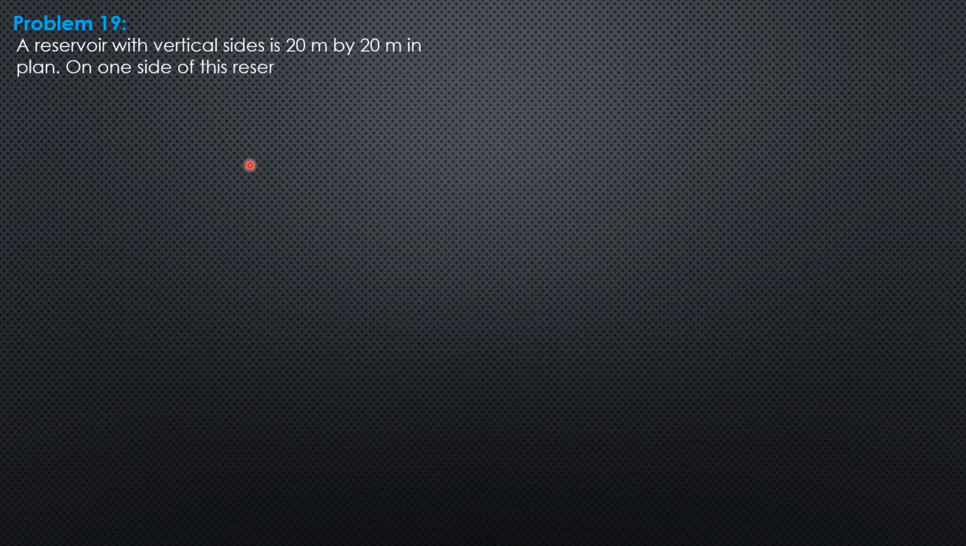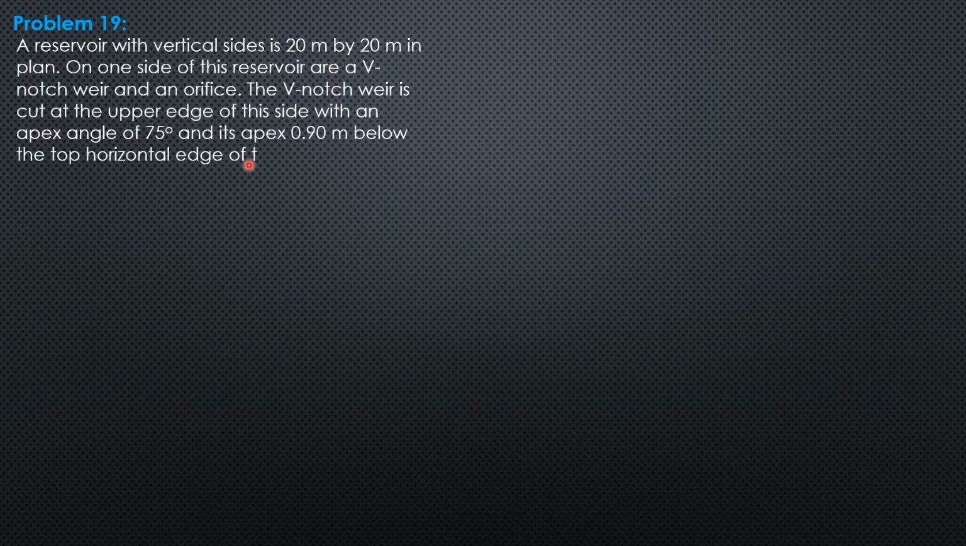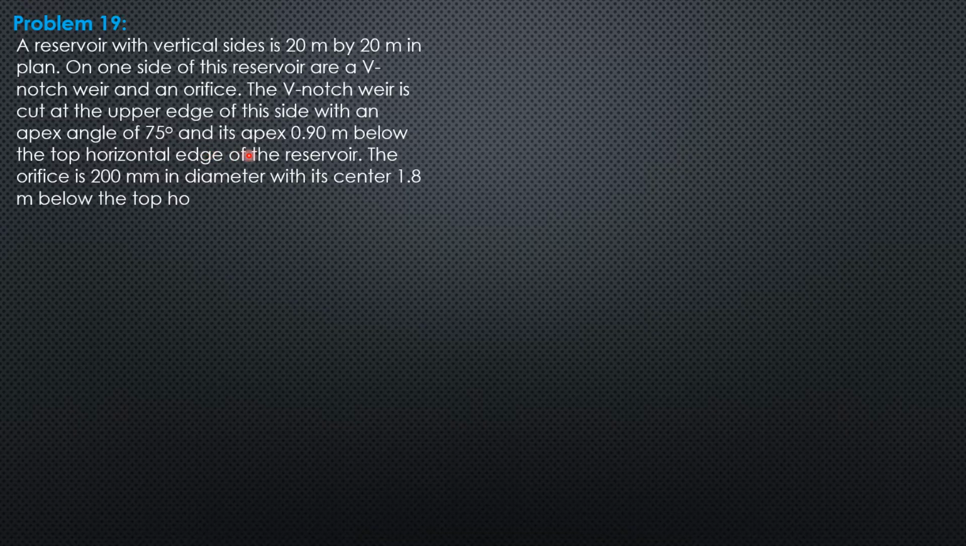Hi everyone, this is example 19 on unsteady flow, and this will be the last example for this topic. A reservoir with vertical sides is 20 meters by 20 meters in plan. On one side of this reservoir are a V-notch weir and an orifice. The V-notch weir is cut at the upper edge of this side with an apex angle of 75 degrees and its apex 0.9 meter below the top horizontal edge of the reservoir.